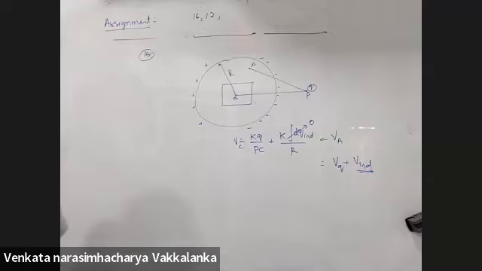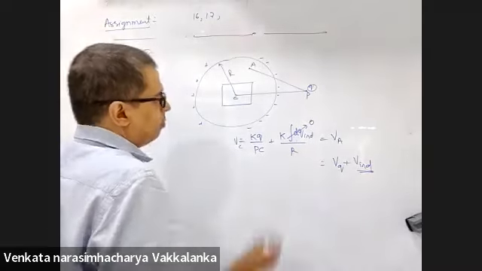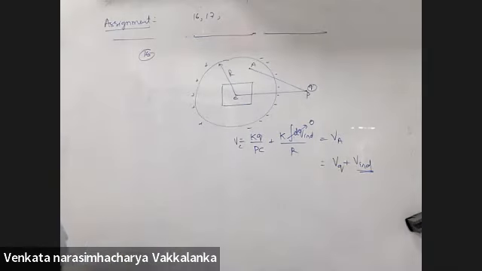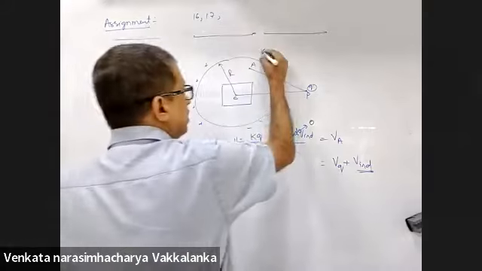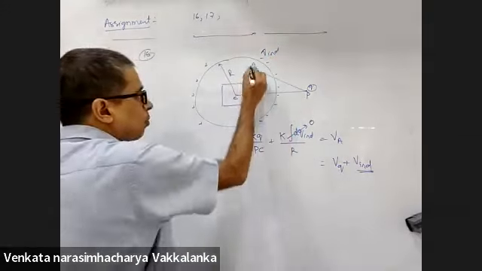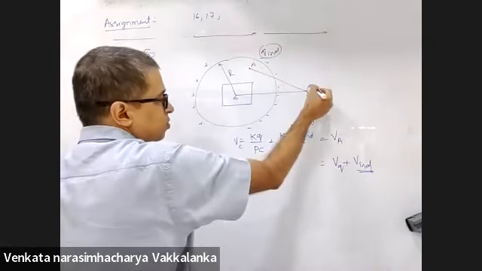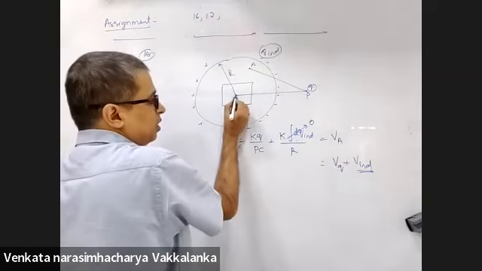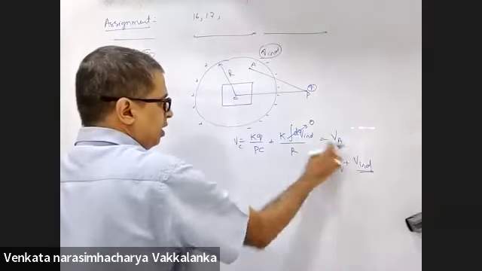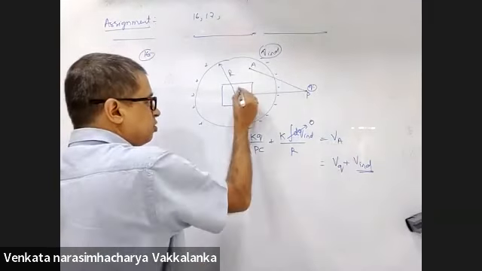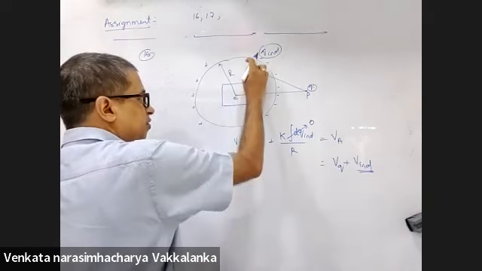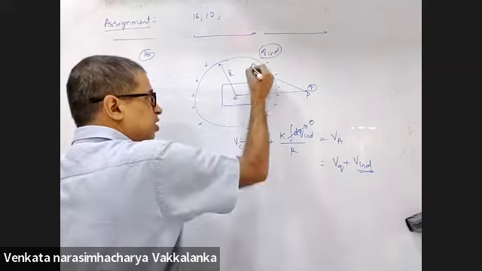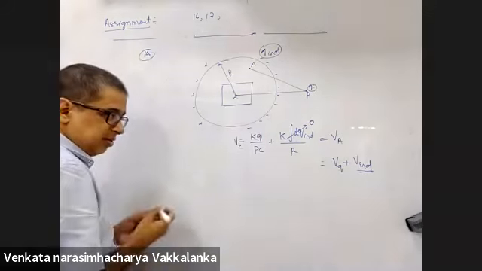Sir, can you explain why you equated potential at A and C? Potential at A is equal to potential at C because there is no charge inside the cavity, so field is 0 all throughout. If field is 0, potential will be the same at A and C. Equipotential, yes.